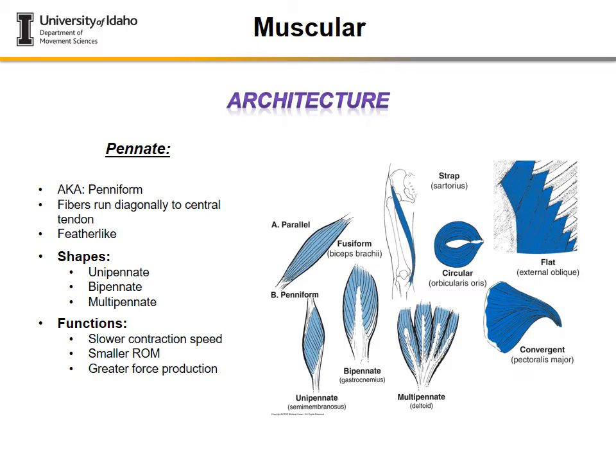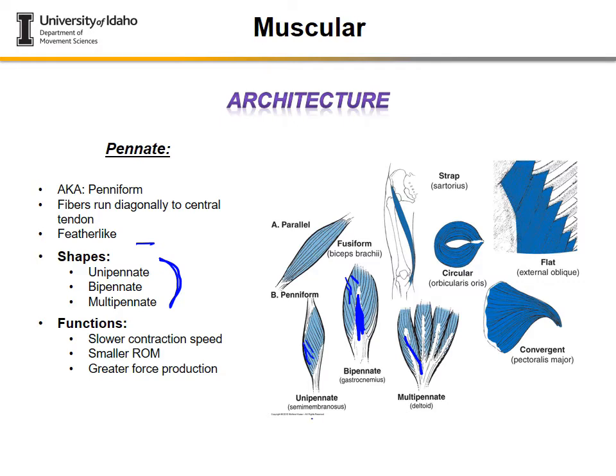Differently, you have the pennate fibers, and pennate fibers means that you have fibers that originate or insert into a centralized tendon prior to going on into the insertion on the bone. They are feather-like, and the shapes are unipennate, or one pennate, bipennate, or multipennate. And here you have the different concepts.